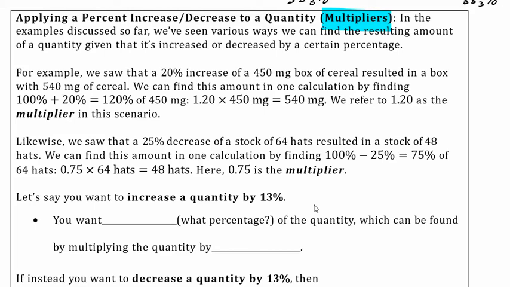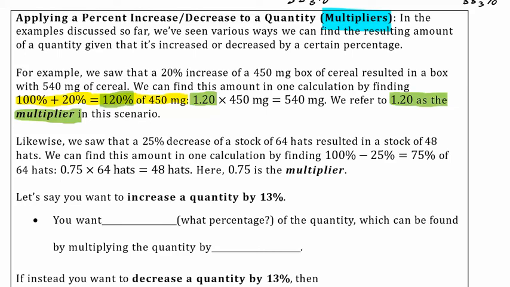The first problem we looked at was a 20% increase in this box of cereal that resulted in 540 milligrams, which in the future we're going to change to grams. We can find this amount in one calculation. The simplest way to do this is to say, we're starting with 100% of the cereal. Now we're going to add on 20% more cereal. That means we're going to have 120% of the original amount of cereal. Now, if we change 120% into a decimal, that decimal value is 1.2.